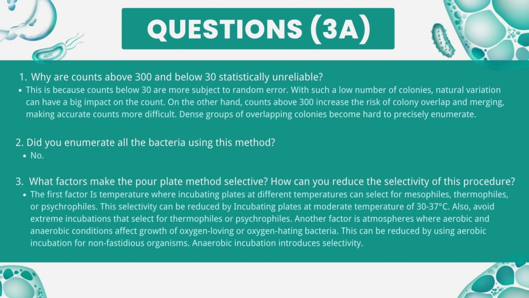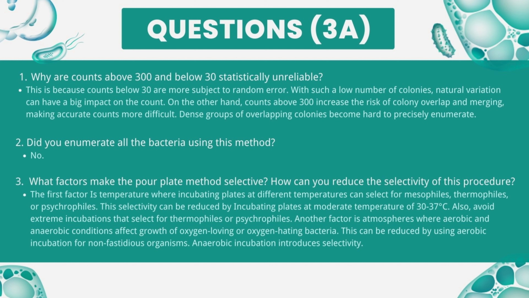The second question is, did you enumerate all the bacteria using this method? The answer is no. The third question is, what factors make the pour plate method selective? How can you reduce the selectivity of this procedure? The first factor is the temperature, where incubating plates at different temperatures can select for mesophiles, thermophiles, or psychrophiles. This selectivity can be reduced by incubating plates at a moderate temperature of 30 to 37 degrees Celsius. Also, avoid extreme incubations that select for thermophiles or psychrophiles.